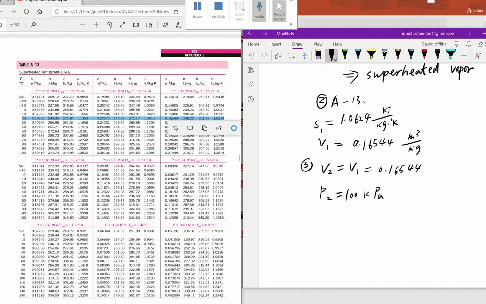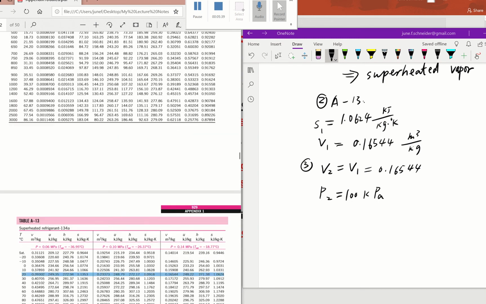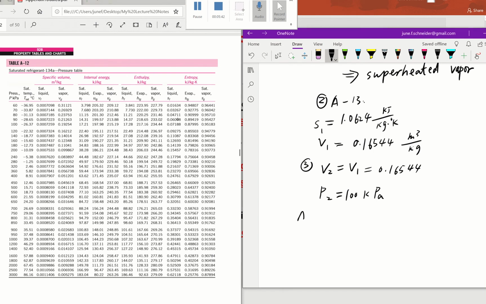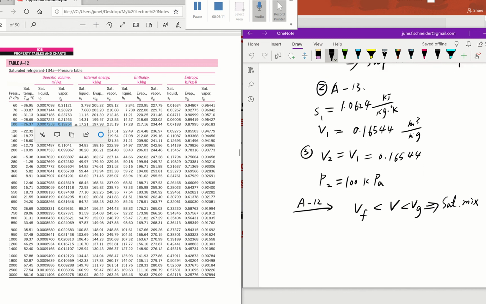Then which table? We're going to go to the pressure table, A12. At table A12, let's look at 100 kilopascal. How is this V2 compared to VF and VG? We realize it's right in between them. So our V is in between VF and VG, and we know it's going to be a saturated mixture. If it's a saturated mixture, in order to find S, we need to know the quality. Since we know specific volume, that's how we find it.